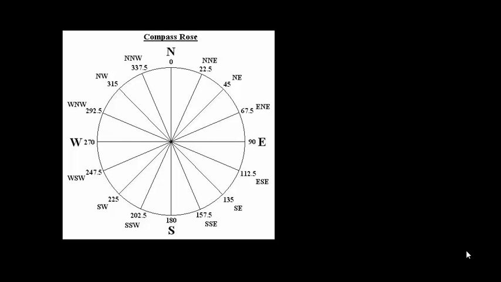Hello and welcome to a tutorial for my Geography 9 class on how to read a compass rose. So a compass rose is this circle that you see right here. And on this circle we can plot different points. So here we have north. Now north is what's called a compass point.